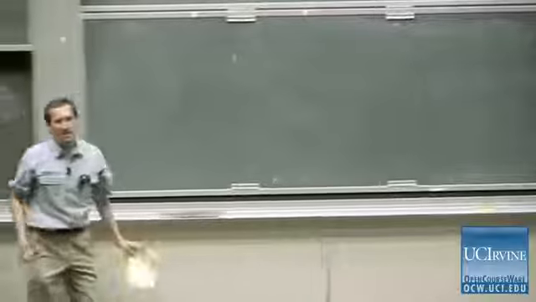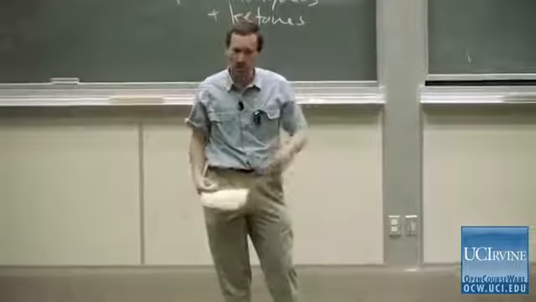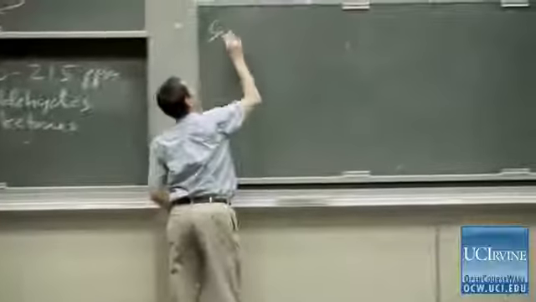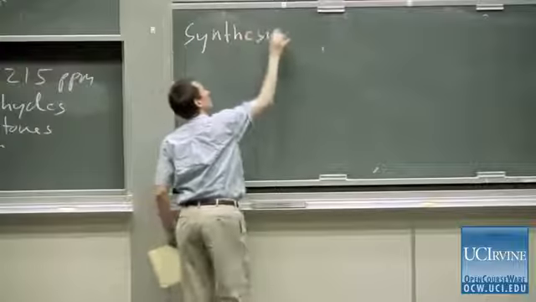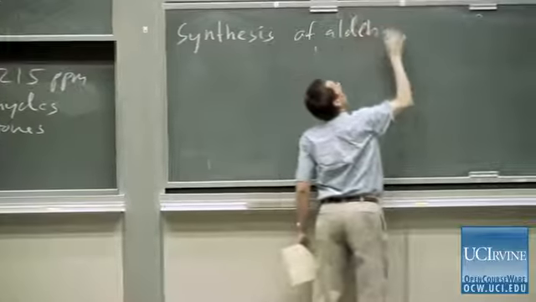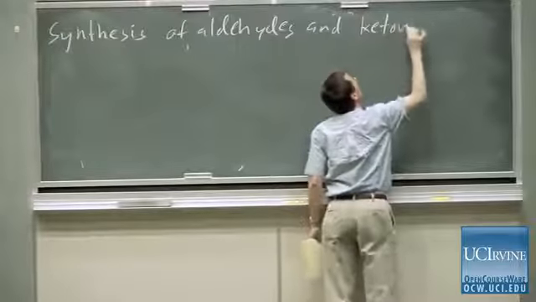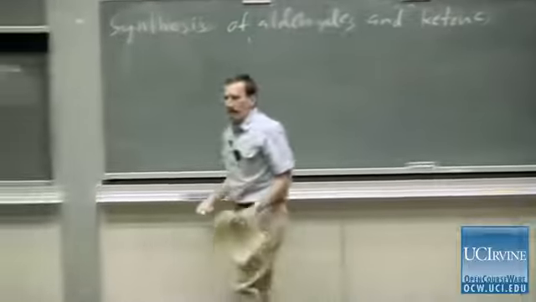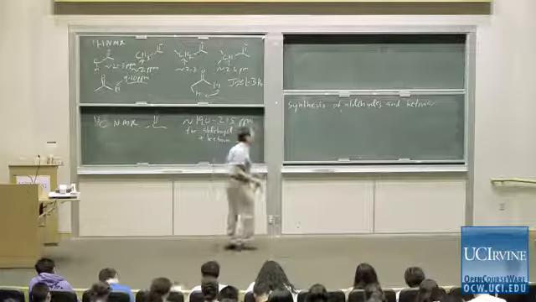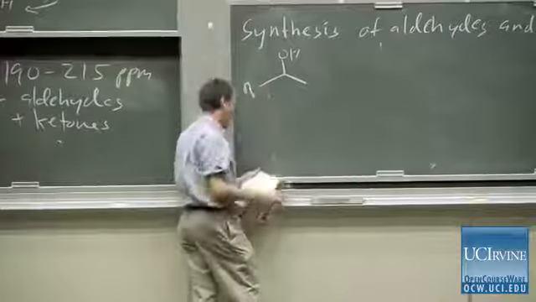Your textbook does a very nice job of reviewing chemistry that you've already learned, and I'm just going to mention a few things on the synthesis of aldehydes and ketones, things that you've seen before in earlier chapters. When you were learning about alcohols, you learned about oxidation reactions to make aldehydes and ketones, and I mentioned this briefly when I was talking about carboxylic acids.